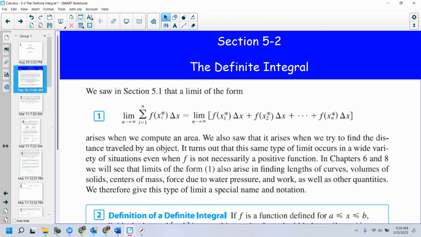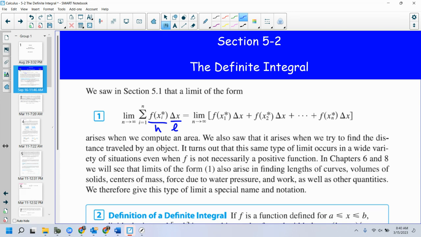Okay. We saw in section 5.1 that the limit of the form, and we had this limit. We know what this says, right? The limit as n goes to infinity, going from 1 to n. And this is basically length. No, this would be length times height of a rectangle, right? Those are the length times heights of our rectangles, right? That's what we really talked about in section 5.1.